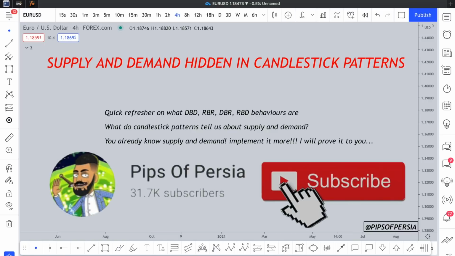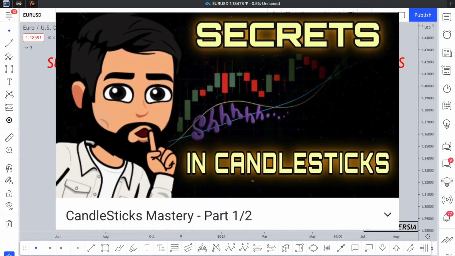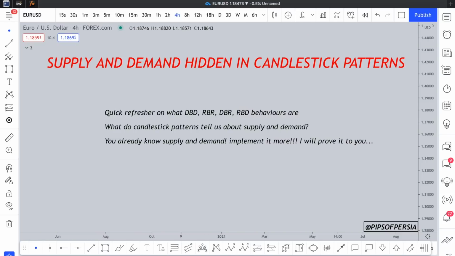Pips of Persia here. As promised in yesterday's video, today we are going to discuss hidden supply and demand levels within candlestick patterns. But if you haven't watched yesterday's video, I'd like to highly urge you to take 10 minutes before watching this video and watch that one first. The link will be in the description down below.